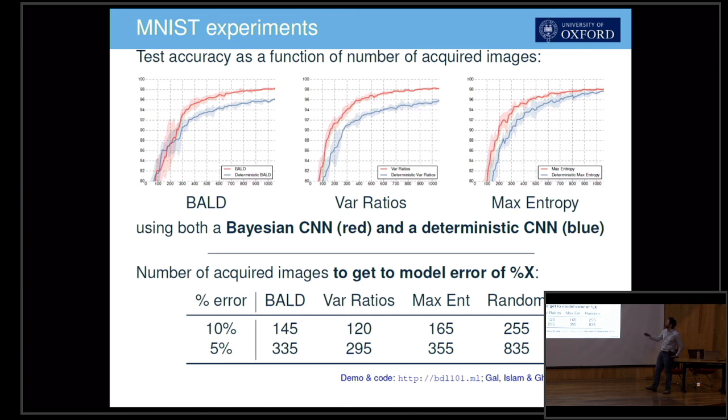We can see that by actively acquiring the points that the model tells us are interesting, we get much better results than randomly, uniformly selecting a data point and asking an oracle to give us a label for it. If you ask how much data we need to get to 5% error on MNIST, we need 300 points, compared to 800 points if you just randomly select data points from the dataset.